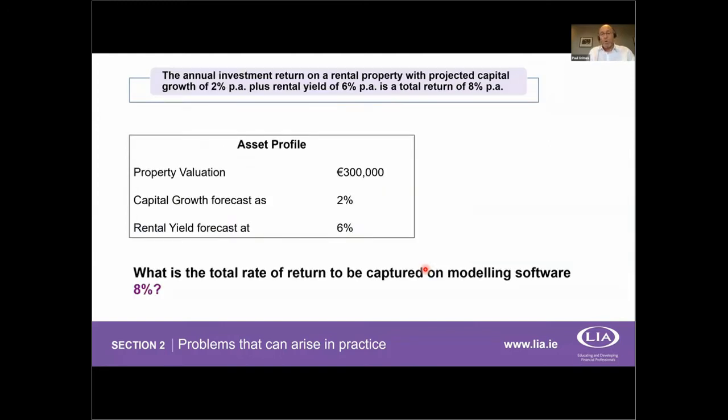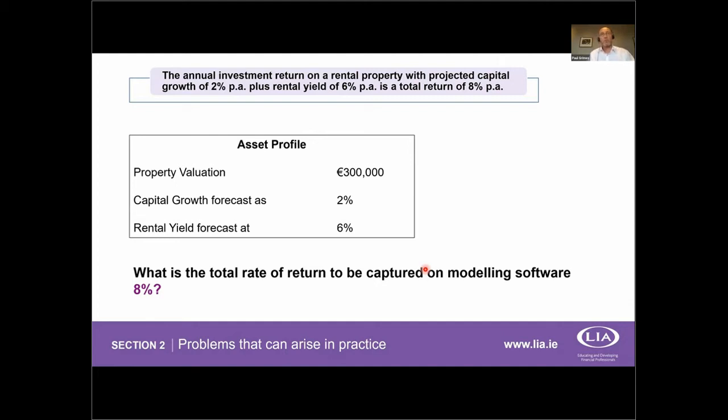So moving to my third example. The annual investment return on a rental property with projected capital growth of 2% plus a rental yield of 6% is a total return of 8%, and the question is, is it a total return of 8%? And this one actually arose in practice for me. I think it was 18 months, maybe 2 years or so ago.